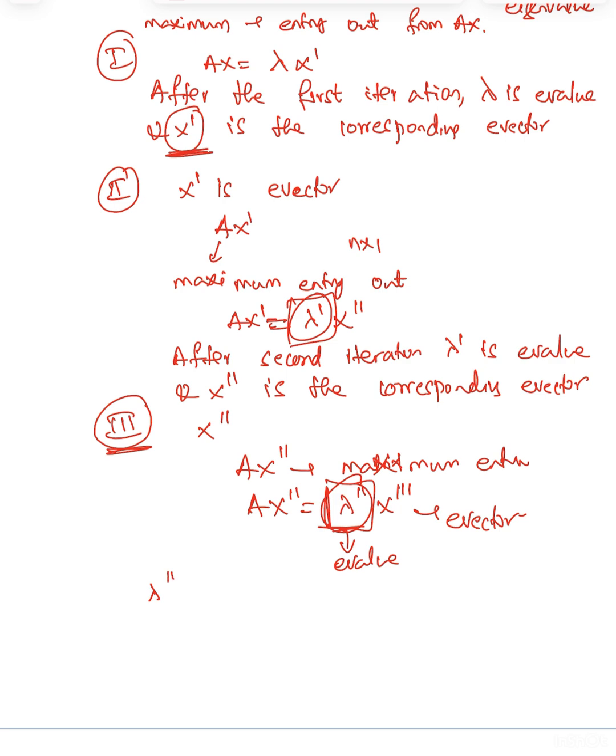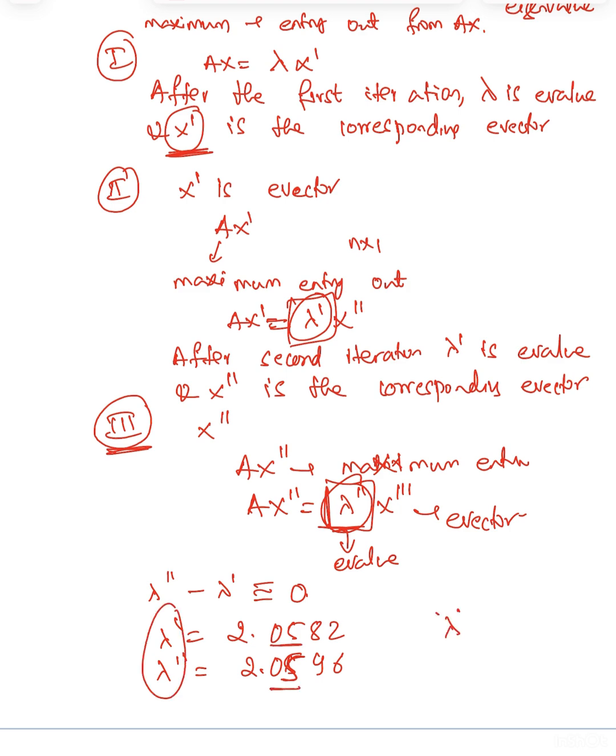If lambda double dash minus lambda dash is almost equal to 0, we stop. Or sometimes they ask to find the largest eigenvalue correct up to 2 decimals. Suppose lambda dash is 2.0582 and lambda double dash is 2.059396. If they ask for correctness to 2 decimals, these two agree to 2 decimals, therefore we can stop at this step. This is how Rayleigh's power method is used to find the largest eigenvalue.